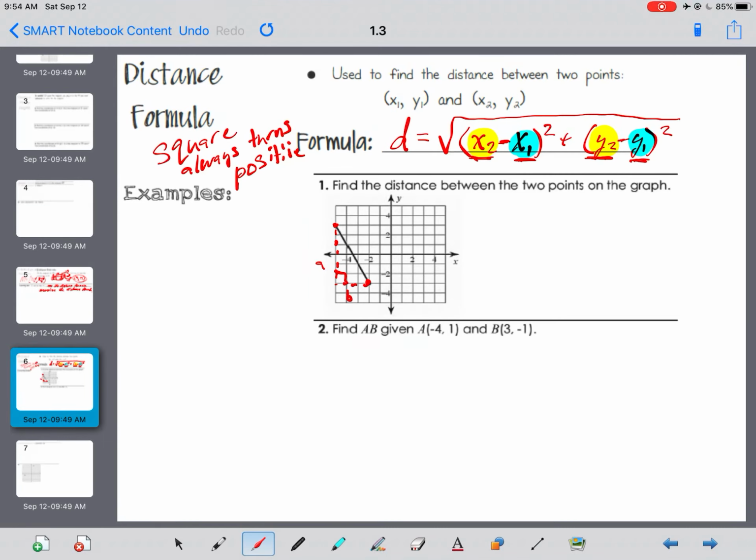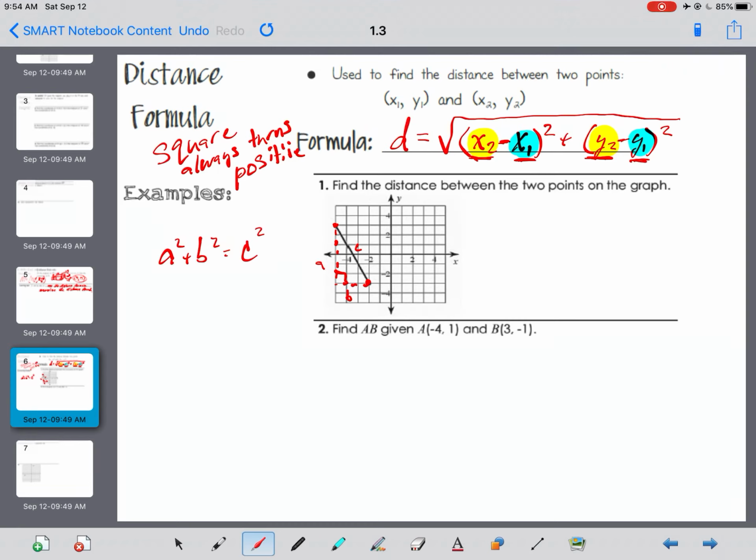You may have heard of something like a squared plus b squared equals c squared, right? A squared plus b squared equals c squared. Well, A is the up and down part, B is the left and right part, and C is the diagonal part.